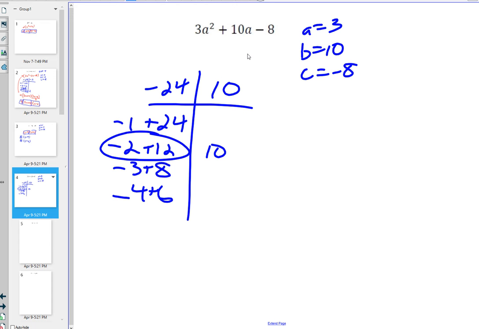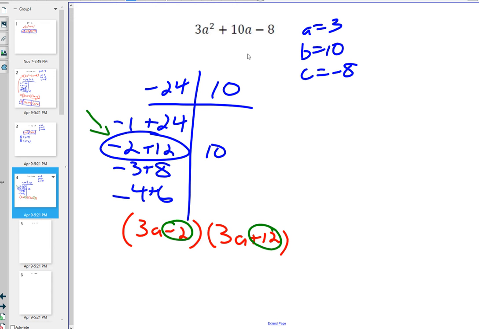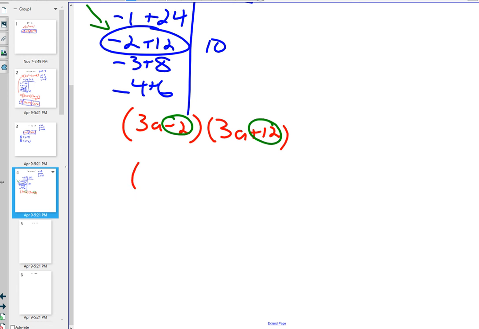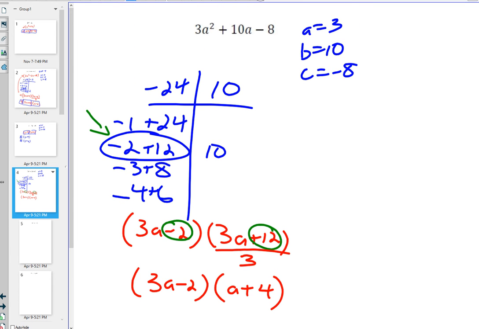The one that gives me 10 is -2 and 12. But since A isn't 1, I have to write 3A minus 2, 3A plus 12. I'm getting this -2 and this 12 from the table. If I have anything in common, I have to reduce them. I can't do anything with 3A minus 2, but this last one can be divided by 3, which gives me A plus 4. So those would be the 2 boxes that you would check, the 3A minus 2 and the A plus 4.